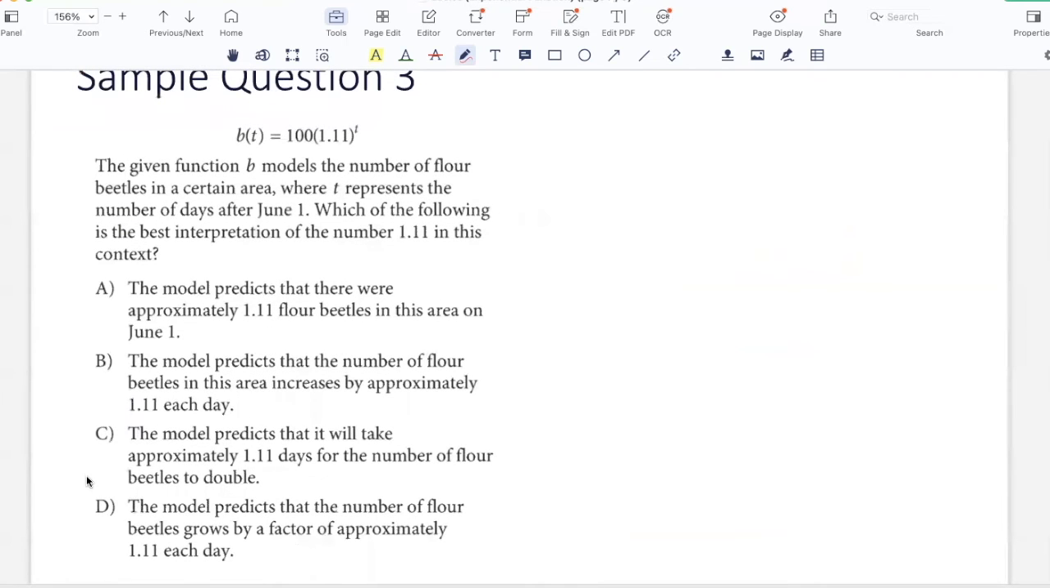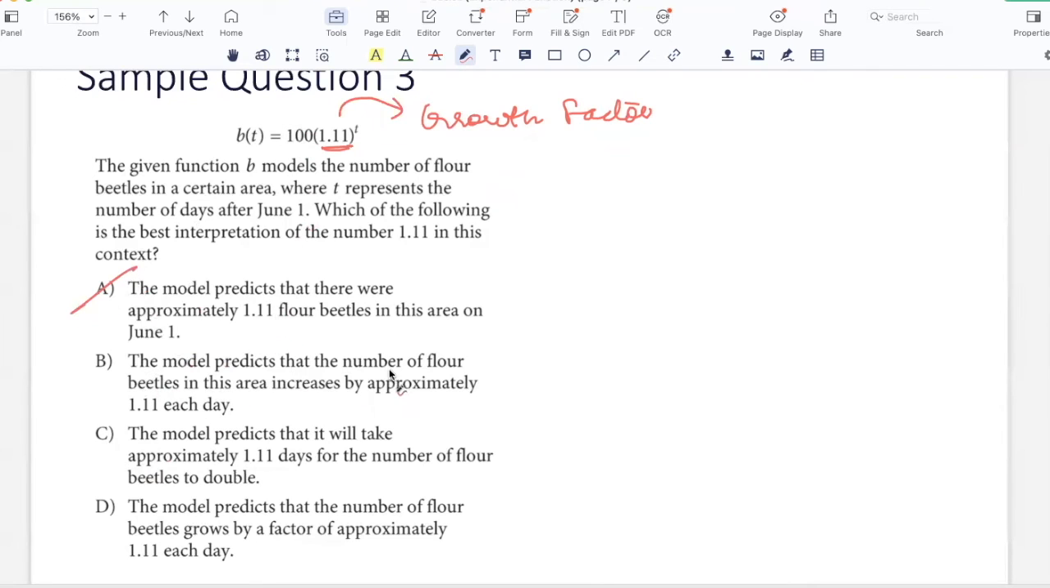Okay, the given function models the number of flower beetles in a certain area where T represents the number of days after June. Which of the following is the best interpretation of the number 1.11 in this context? So this is the growth factor, right? Which means that the beetles increase by a factor of 1.11 with every day in June, right? So option A, the model predicts that there were approximately 1.11 flower beetles in this area on June 1. No, that's the initial value, that is 100, not 1.11, so that's not correct.